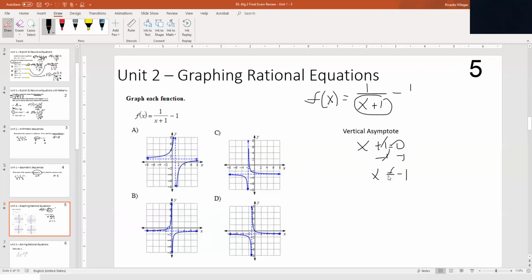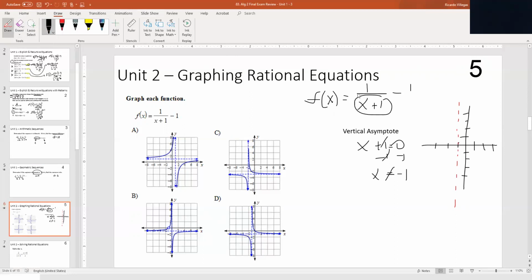This means that x cannot equal -1, because if it were equal to -1, then -1 plus 1 would make it 0, which will give you an undefined solution. So when we're talking about the graphs, I'm going to do a very quick sketch of a graph. Basically, what this means is that at -1 we have a vertical asymptote, meaning our graph will never cross this line, because this value does not exist as a solution to this equation.